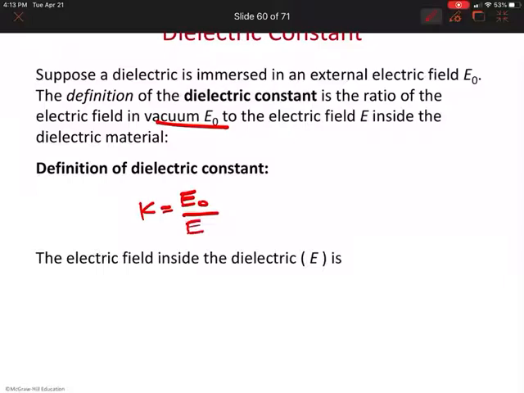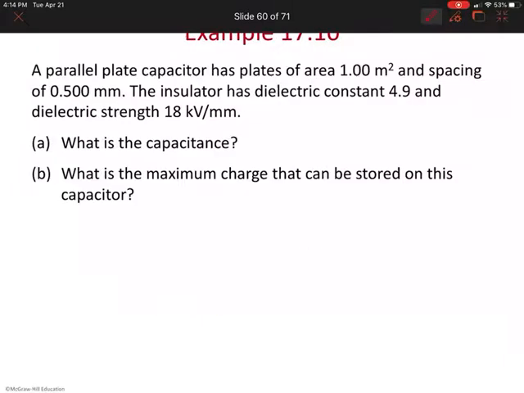So it has this equation, this initial electric field, or the vacuum electric field, over whatever electric field is inside the material. And then they have you go ahead and rearrange it to solve for the electric field inside the dielectric. So that was just this equation rearranged.